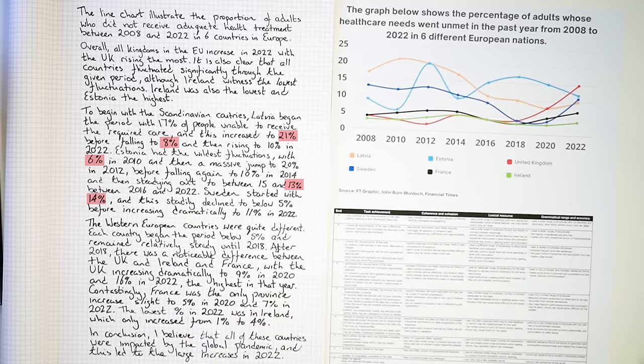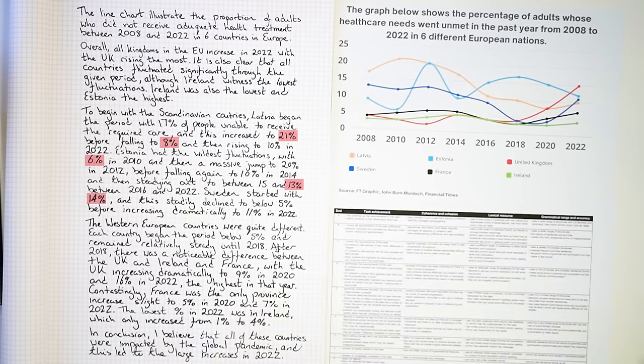But I think one of the most significant things is in 2022, with the exception of one country, with the exception of Estonia, all countries increase. I think that is very significant. That was probably the headline of this article. So we definitely should include that.